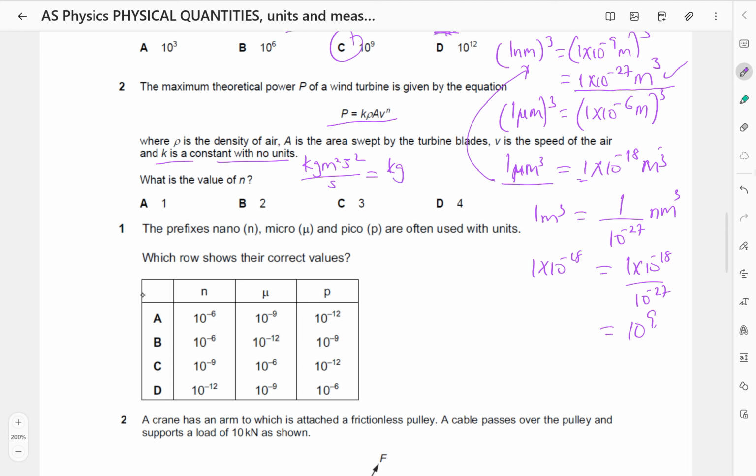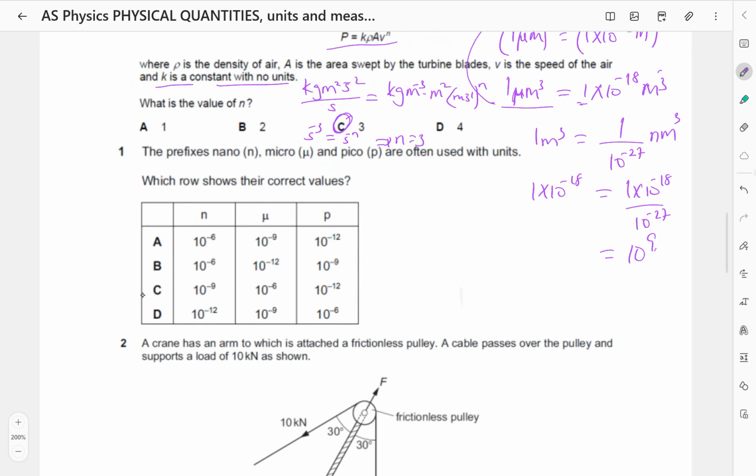Then K has no units, I will ignore it. Rho is kilogram per meters cubed. A is area, which is meters squared. V is speed, which is meters per second, but V is raised to power n. So I will just use s to find n. On the left-hand side, s power negative 2 divided by s becomes s power negative 3. On the right-hand side, we have only one s power negative 1 times n, which becomes s power negative n, which means that n is equal to 3. So it means our answer here is going to be C.